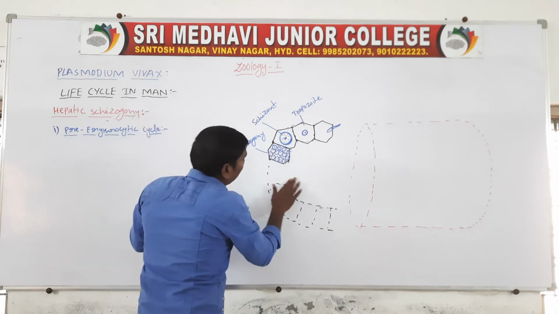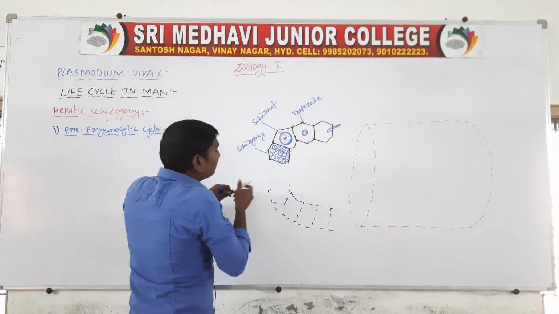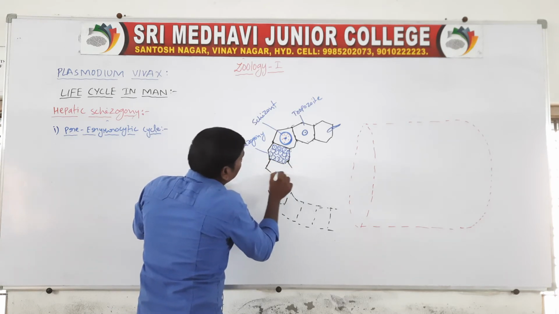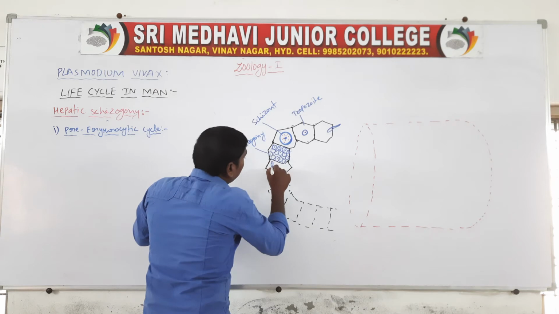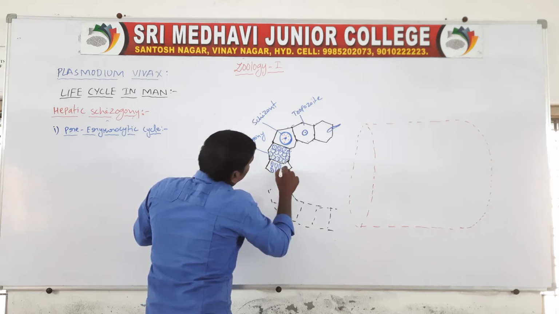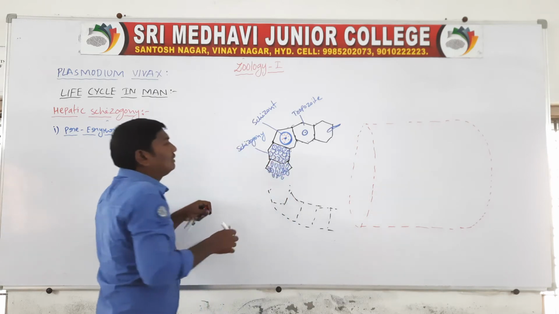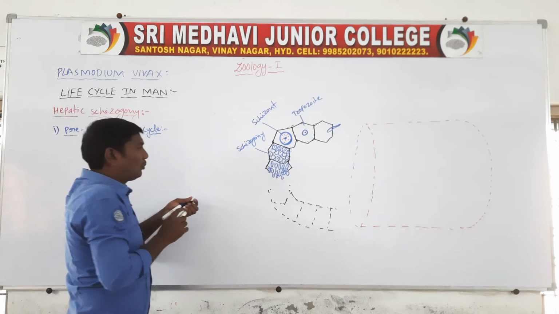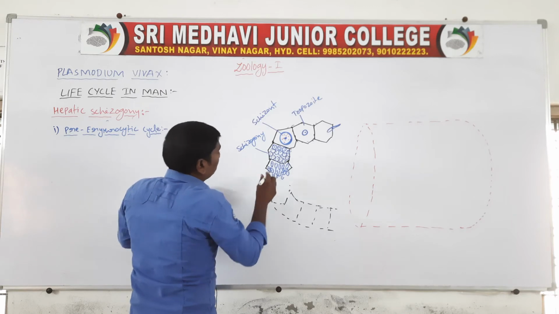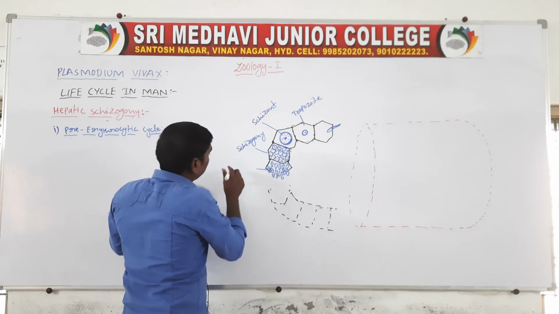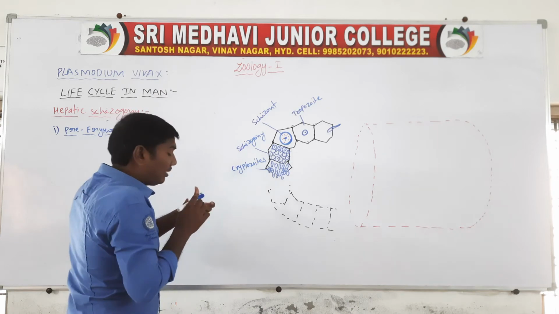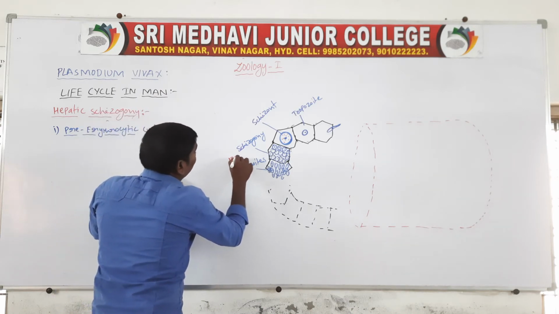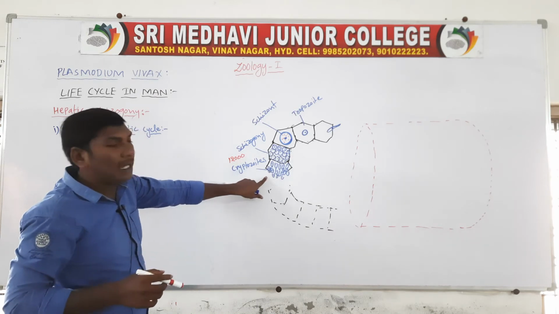Finally, the final step. The liver cell is bursting, releasing 12,000 cryptozoites. These are called cryptozoites. How many? 12,000 cryptozoites releasing from the bursting liver cells.